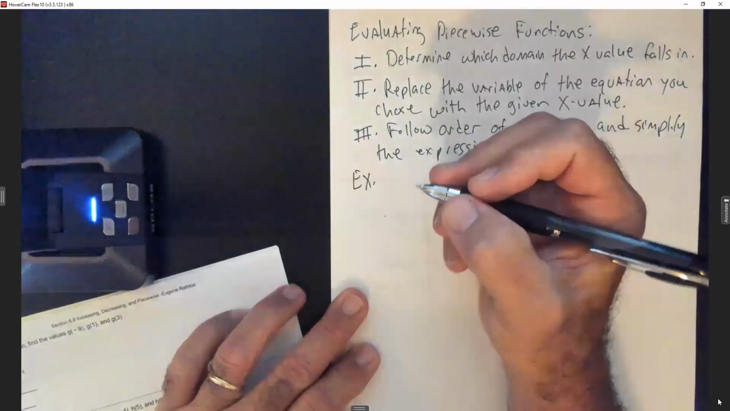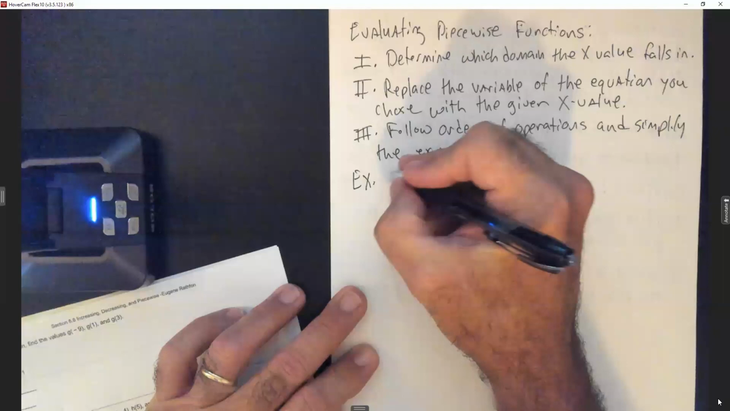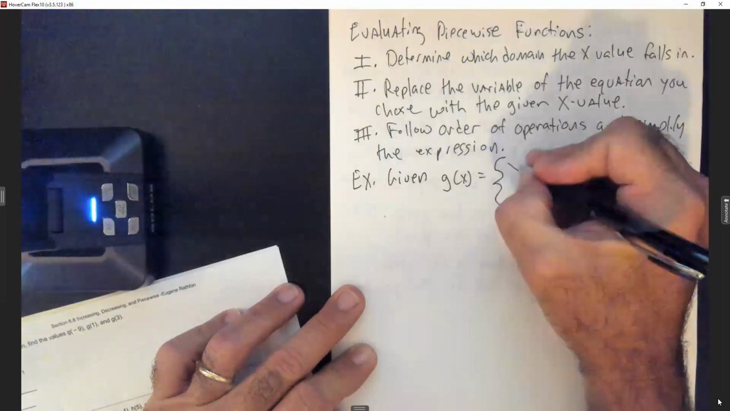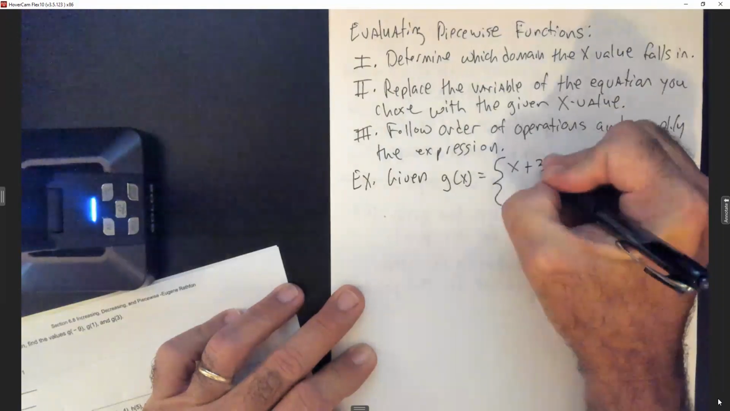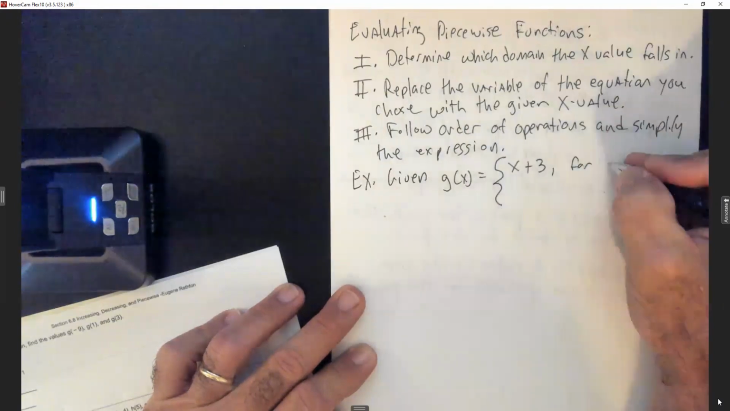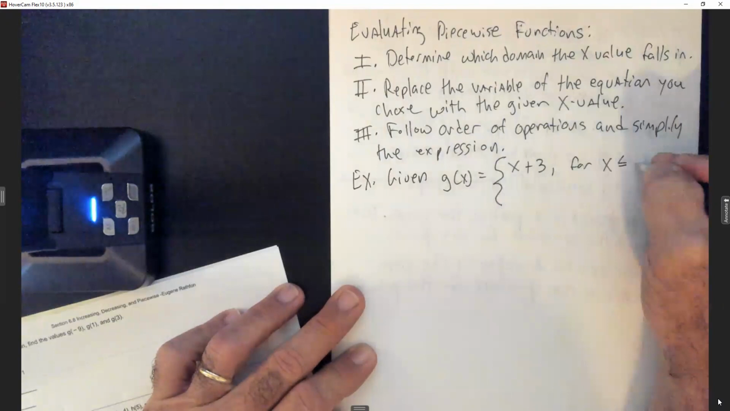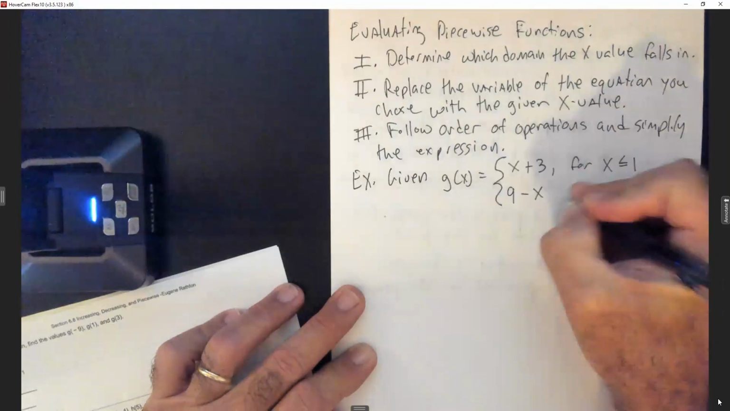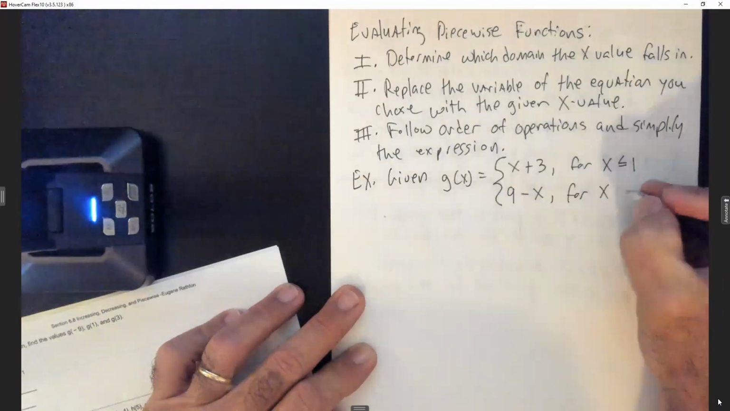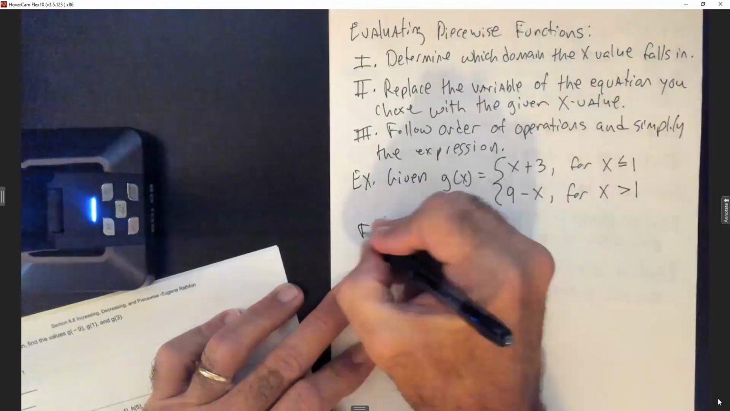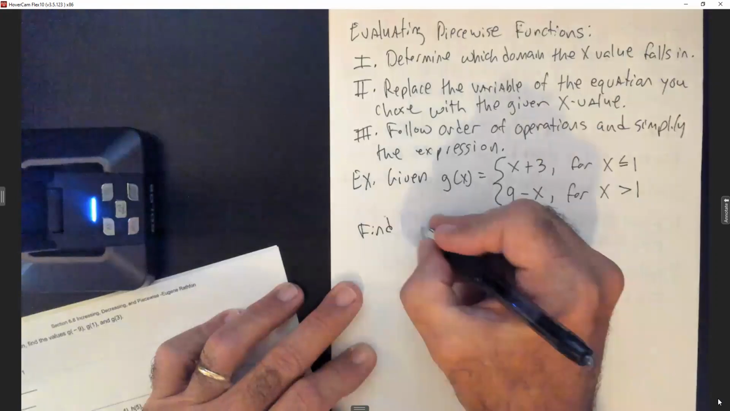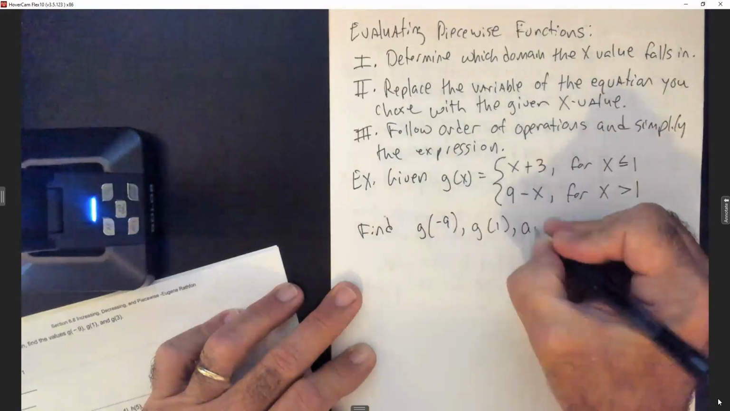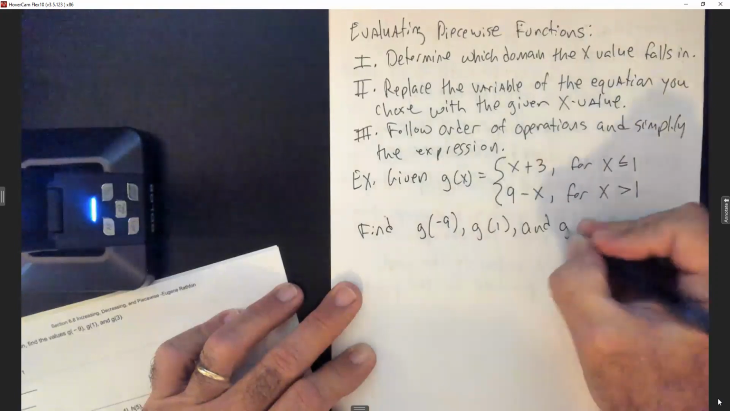So we're given g of x is going to equal, and this one has two equations, x plus 3 for x less than or equal to positive 1. Then it's going to equal 9 minus x for any x greater than 1. We're going to find three things. We're going to find g of negative 9, g of 1, and g of 3.